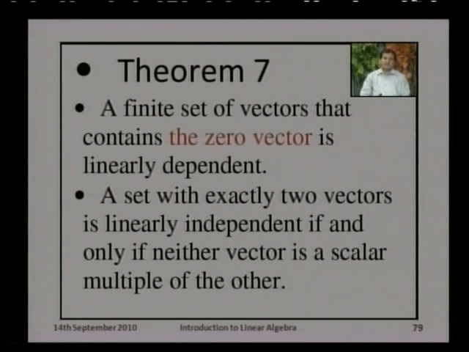A finite set of vectors that contains the 0 vector is linearly dependent. So, any set which contains 0 vector cannot be linearly independent. A set with exactly 2 vectors is linearly independent if and only if neither vector is a scalar multiple of the other.